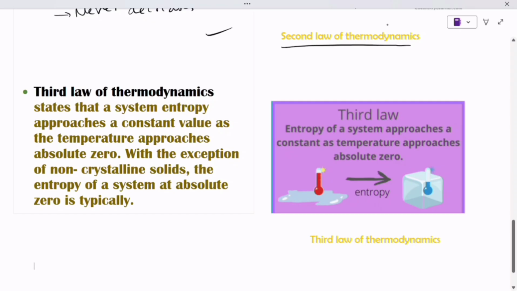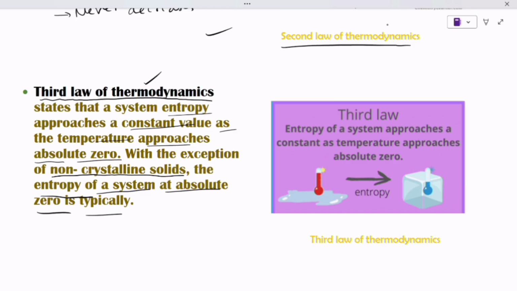Next we are going to the third law of thermodynamics. The third law states that a system's entropy approaches a constant value as the temperature approaches absolute zero, with the exception of non-crystalline solids. What are non-crystalline solids? I mean glass.